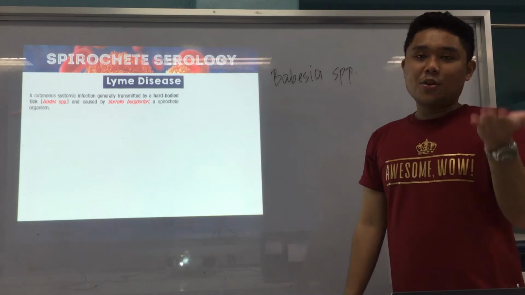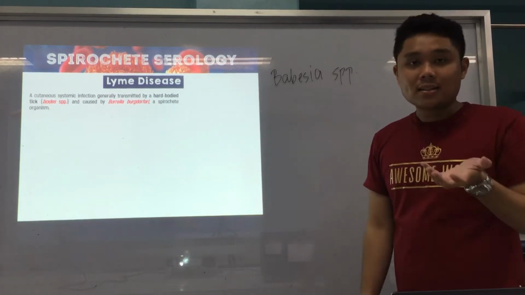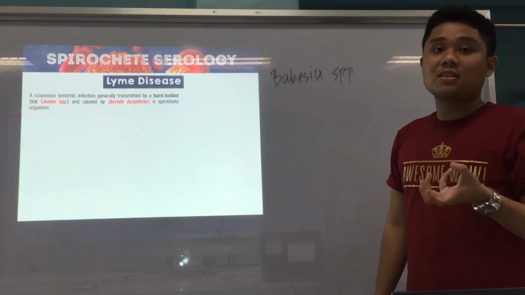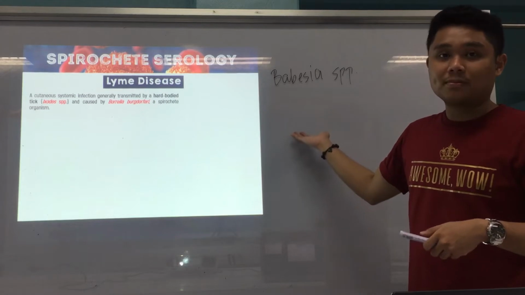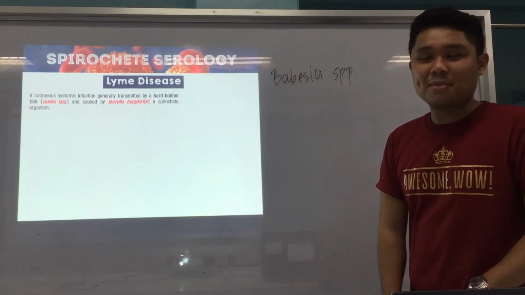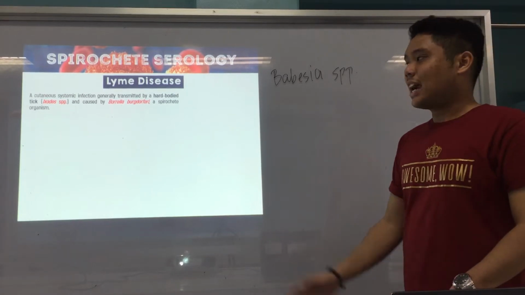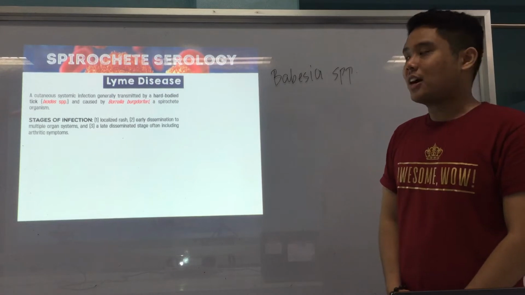So it can be transmitted by the same tick that Borrelia harbors. That is why, if you have borreliosis or Lyme disease, you can also have the possibility of having babesiosis, because they share the same vector. Press the buzzer: two Bs, Borrelia and Babesia. Again, from the bite of an infected tick, your Ixodes.